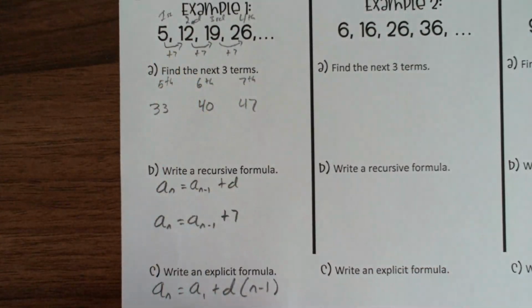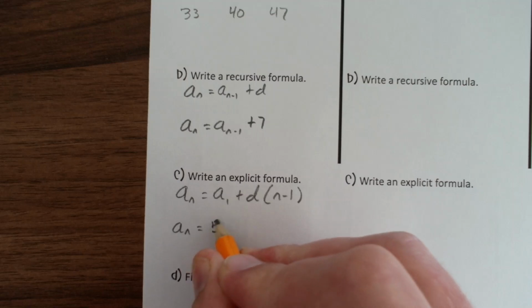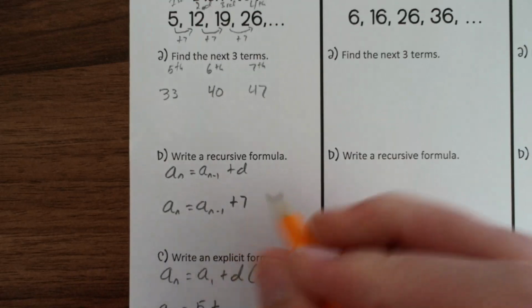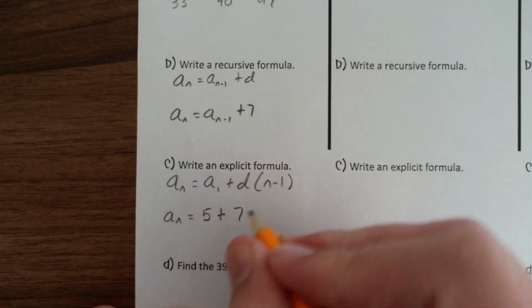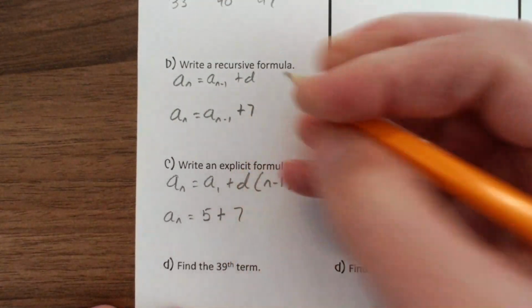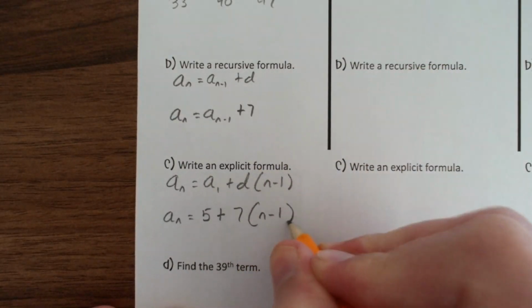a_1, I know in this problem, my very first term, is 5. So a_n equals 5 plus my common difference, which is increasing by 7 each time. So these two will always be tied to each other. And then this is (n minus 1).